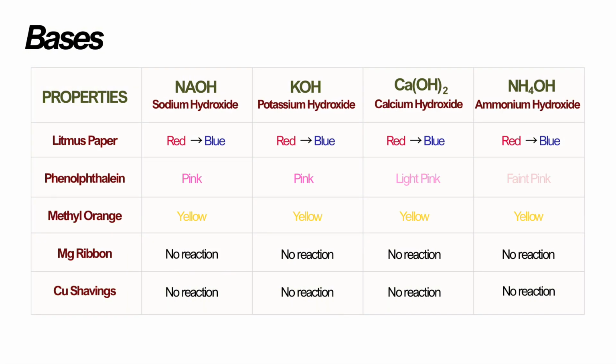Same as with acids, the first column has the properties, the different reactions: litmus paper, phenolphthalein, methyl orange, magnesium ribbon, and copper shavings. For the next columns, we have different bases, namely sodium hydroxide, potassium hydroxide, calcium hydroxide, and then ammonium hydroxide. For the reaction with litmus paper, it's the same for all bases: the red litmus paper turned blue. Next is the reaction with phenolphthalein. In sodium hydroxide and potassium hydroxide, it turned pink, while in calcium hydroxide, it's light pink.